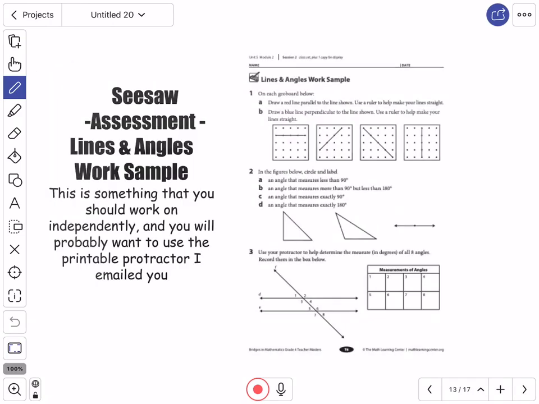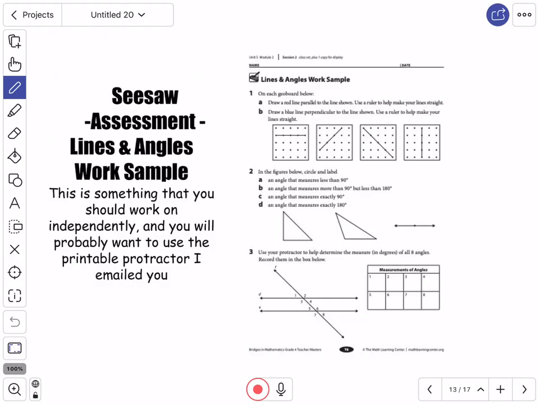And this says to use a protractor to help you determine the measure in degrees of all 8 angles. Record them in the boxes below. So there are 8 angles, just like in the previous picture that we saw. You're gonna record the measurement of the 8 angles, okay? Think about this picture a little bit to help you with that, okay?